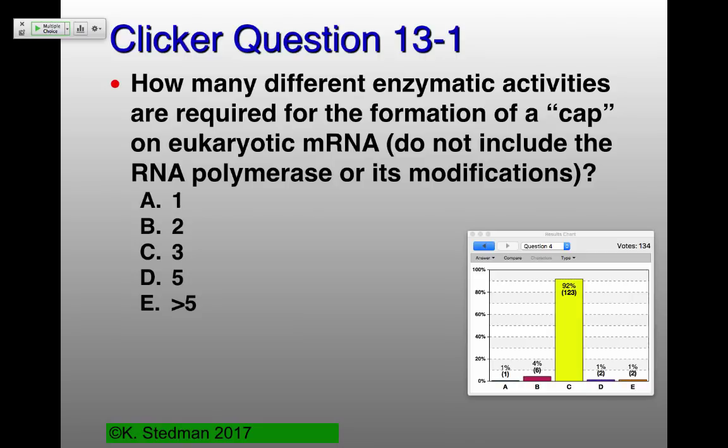Okay, what are the three? Phosphatase, guanyl transferase, and methyltransferase. Exactly. You notice I didn't have 4 for the methylation of the riboses because you don't absolutely need to do that. You can have cap 0 that works, so you don't have to methylate riboses. So we're not quite at 100% yet. One of these days we'll get 100%.